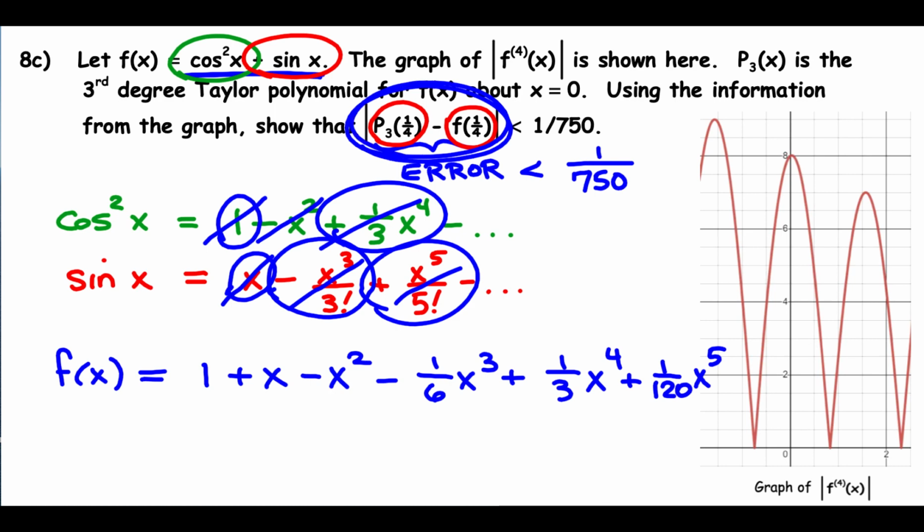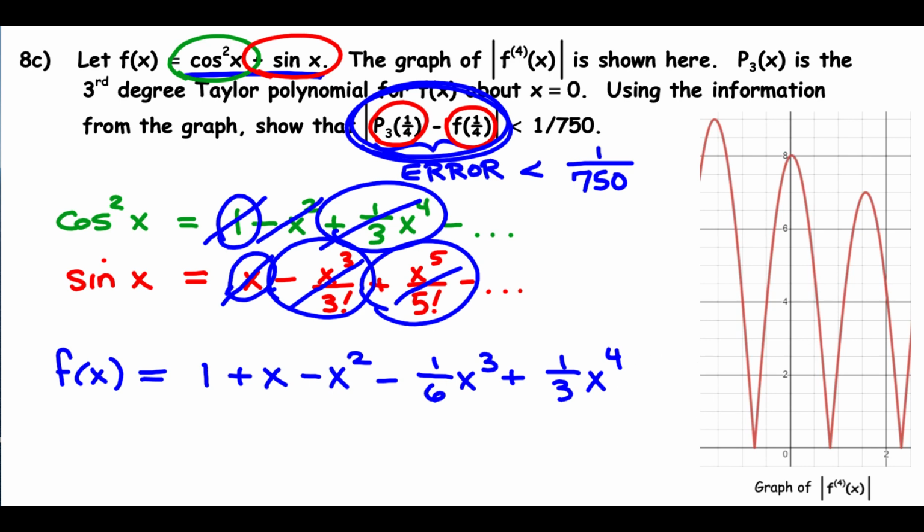And we want the error to be less than 1/750th. All right, so let's see what we have. I have to admit, I got a little carried away with that last term, that 1/120th x to the 5th. That wasn't really necessary.